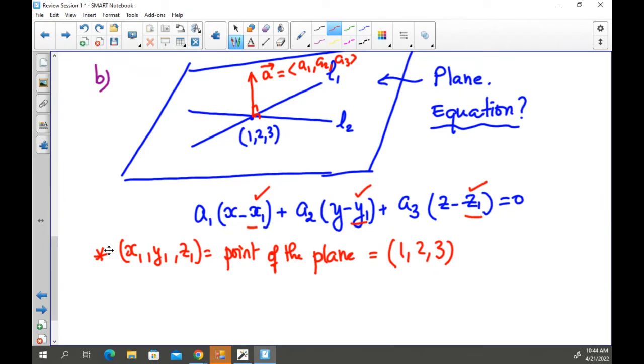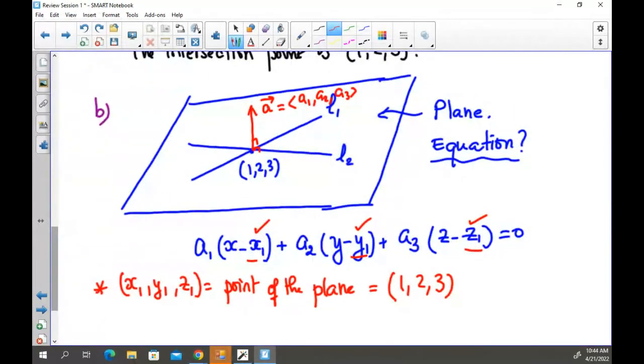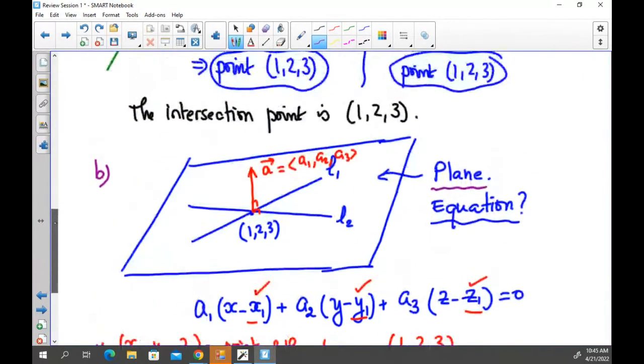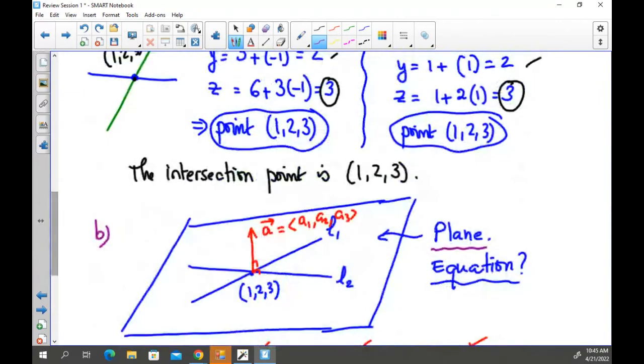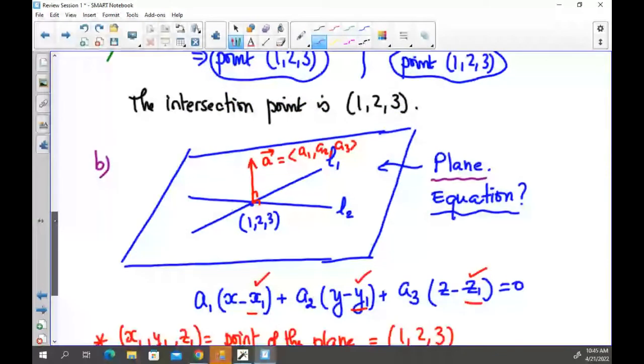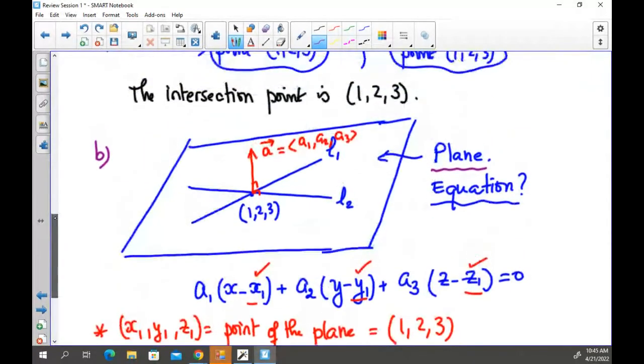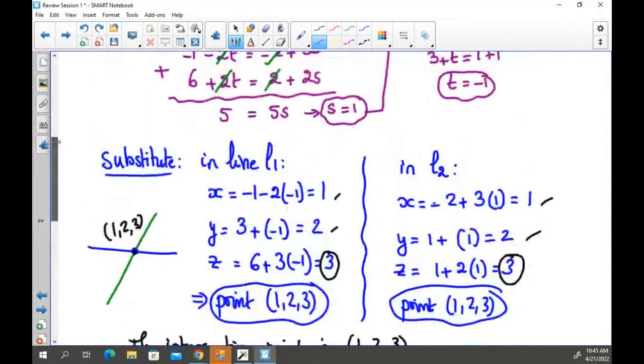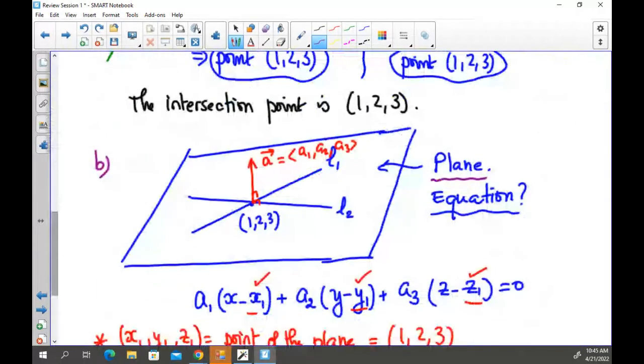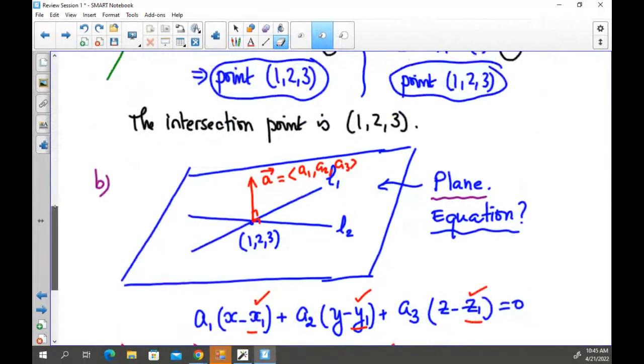Not necessarily a unit vector, any vector normal. A is a vector which is normal to the plane. It doesn't have to be a unit vector, it could be anything. Okay, let me remind you. No, we don't need the unit vector. We just need the normal vector. Now, to find the normal vector, what you need to do is like this. Let me remind you.